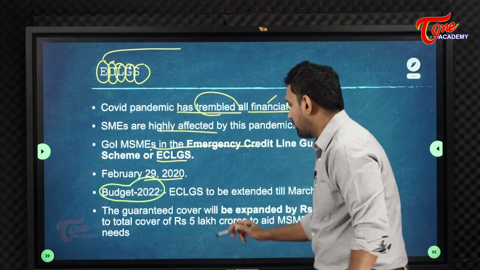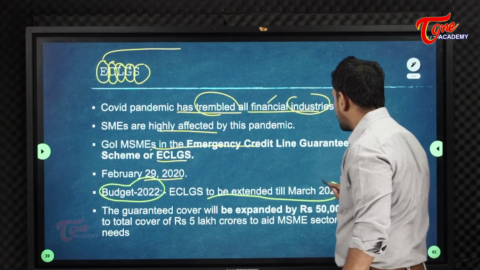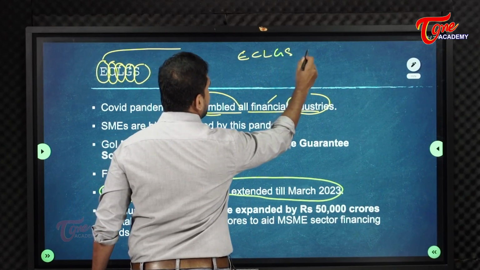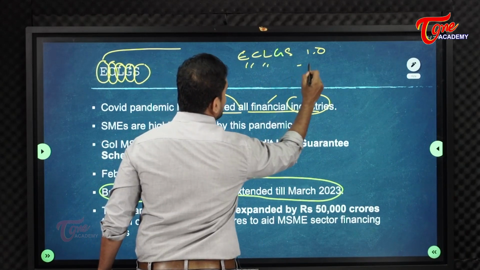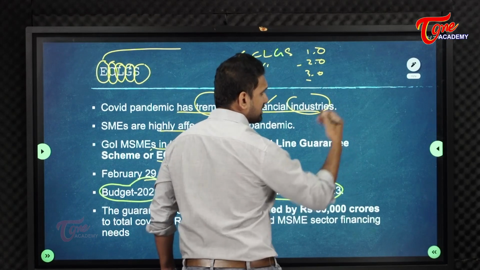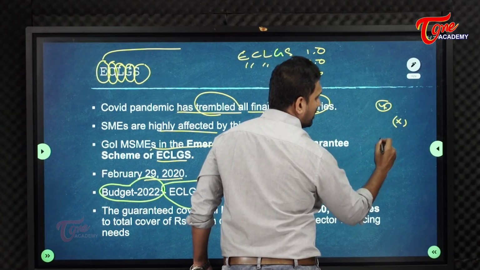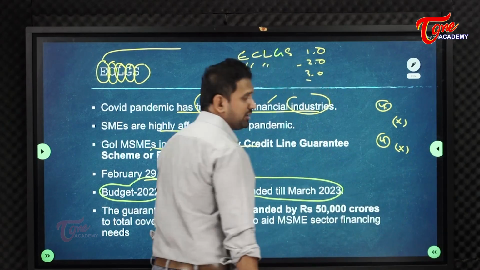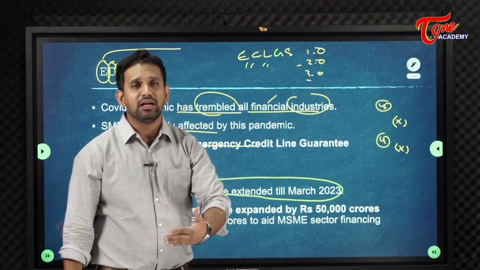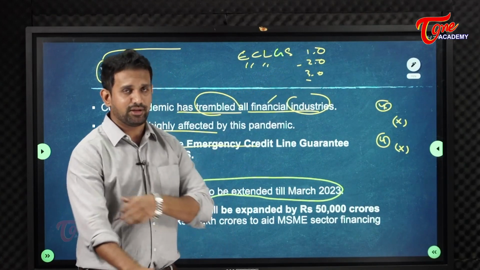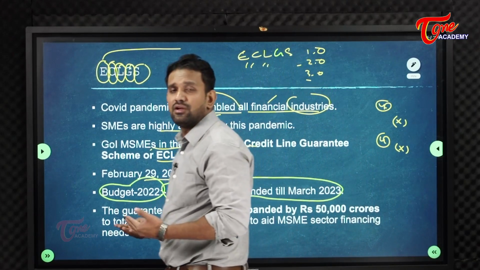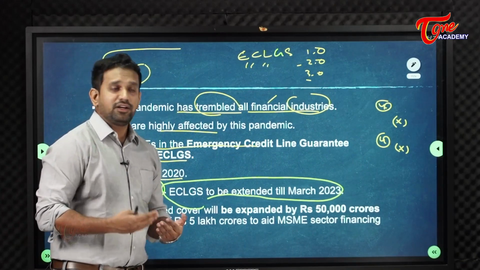This year's budget: the emergency credit line to be extended till March 2023. If you come across Emergency Credit Line Guarantee Scheme 1.0, 2.0, 3.0, it means the government starts the scheme for a few months and closes it down, and this scheme is being run very frequently. That's why you are getting 1.0, 2.0. This is the 4.0, the fourth time this particular scheme was launched.